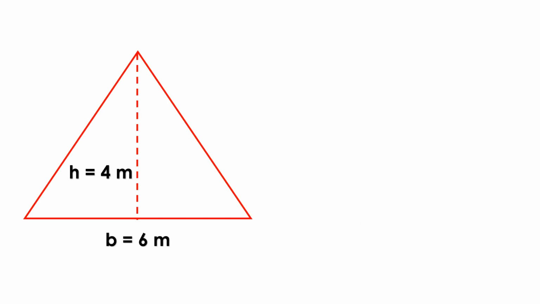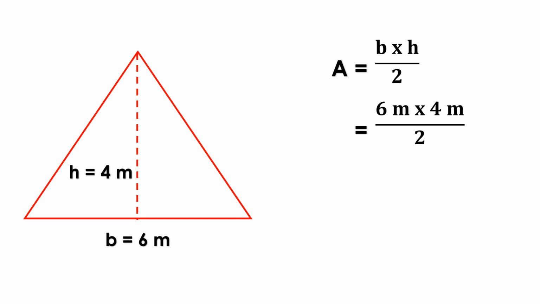Find the area of this triangle. The formula in finding the area of a triangle is A is equal to base times height divided by 2, because a triangle is 1/2 of a parallelogram. By substituting the values, we have B, which is 6 meters times 4 meters divided by 2, is equal to 24 meters squared divided by 2. The answer is 12 meters squared.